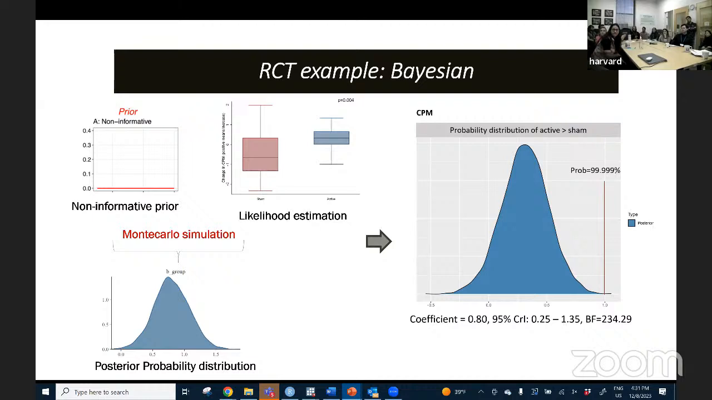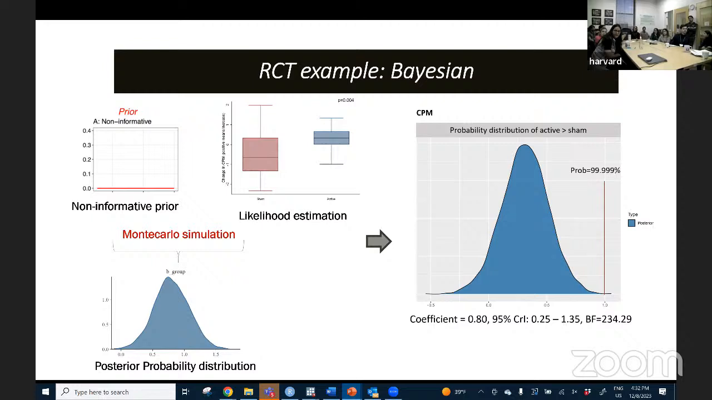Exactly. So it's really strong because in all these multiple simulations from the Monte Carlo, most of the times, always the active was better than sham. So that is super powerful to say in the paper. And the coefficient is very similar, 0.8, it's actually the same. And then the credible interval goes from 0.25 to 1.35. That means our parameter, in this case the difference between groups, could go from 0.25 to 1.35. You see, now we can say that.